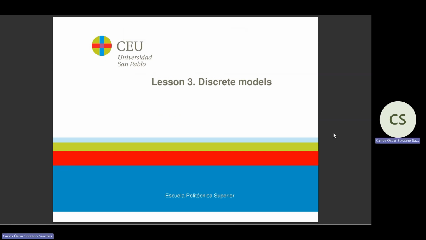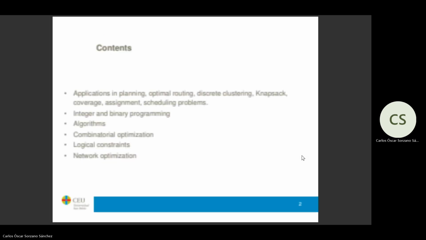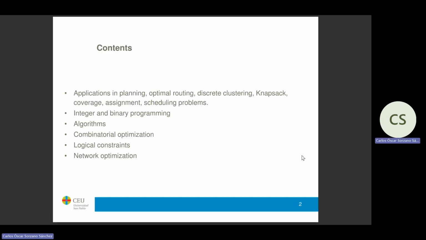So the next lecture is on discrete models. You could also call it integer programming. And by the name, you already guessed that one of the constraints will be that the solution, part of it at least, will have to be an integer number. This is the outline of the lecture. So you see, integer programming is part of discrete optimization. Not all discrete models are integers, but it is a big part of it.